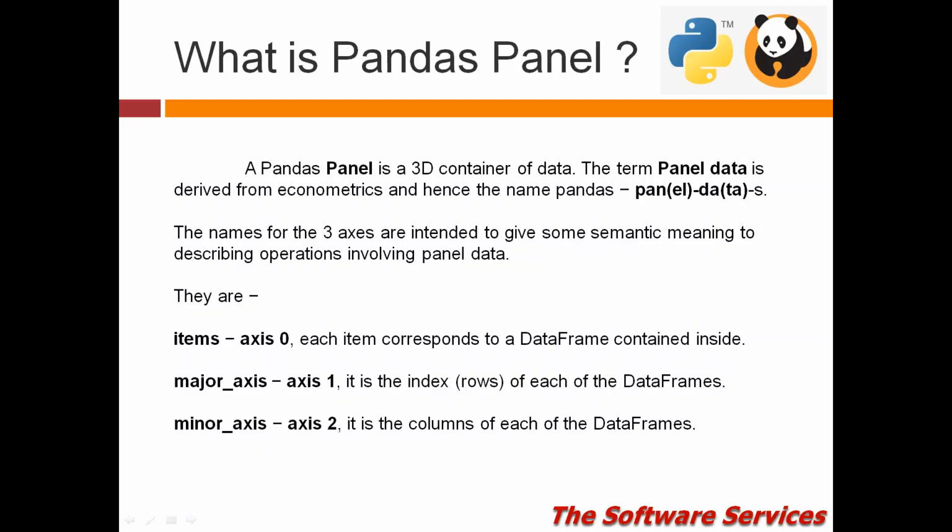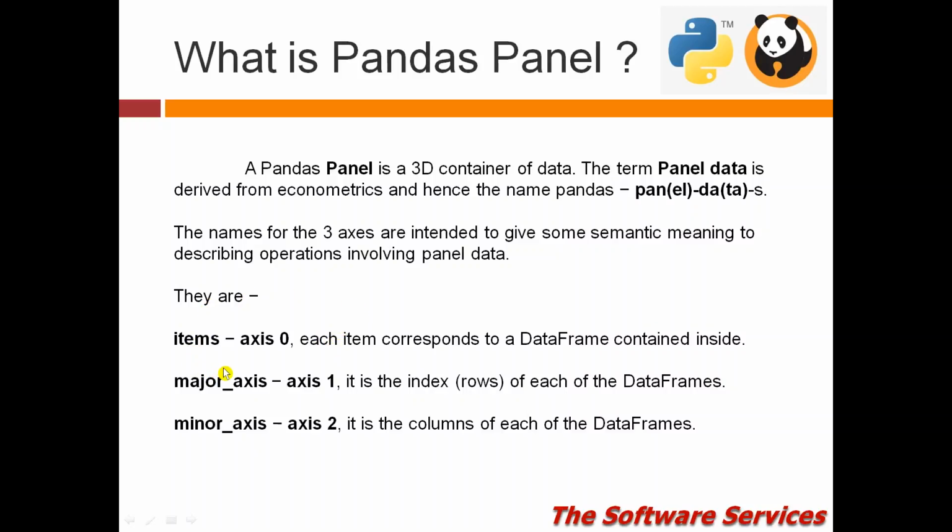So Pandas panel is a 3D container of data. That means it has 3 dimensions. The term panel data is derived from econometrics. It is said that the name Pandas was derived from the term panel data, friends. So it has 3 axes. Generally, for 2 dimensions, we already know we have 2 axes, axis 0 and axis 1, that means columns and rows. But it is a 3 dimensional data structure, so one more axis will come. That means axis 0, axis 1, axis 2.